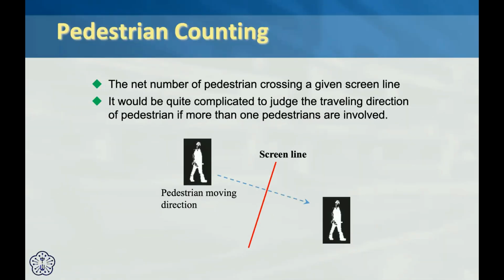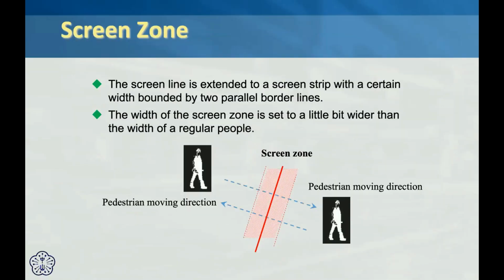About pedestrian counting, counting is to calculate the net number of pedestrians crossing a given screen line. However, it would be quite complicated to judge the traveling direction if more than one pedestrian is involved. So we expand the screen line to a screen zone, and the width of the screen zone is set to be a little bit wider than the width of a regular person.